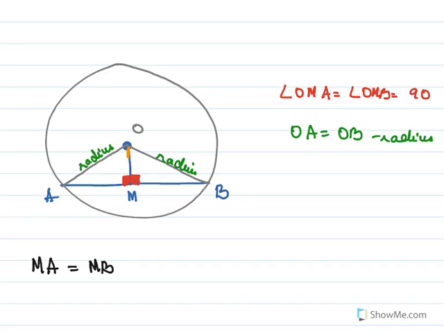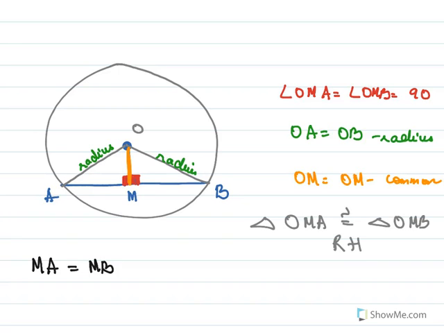And here we have common. We have OM equal to OM because it is common. So the triangles are congruent by RHS. Triangle OMA congruent to triangle OMB by RHS. If the triangles are congruent, all their sides must be equal. So by CPCT, now I can say these two are equal. I can write MA equal to MB by CPCT.